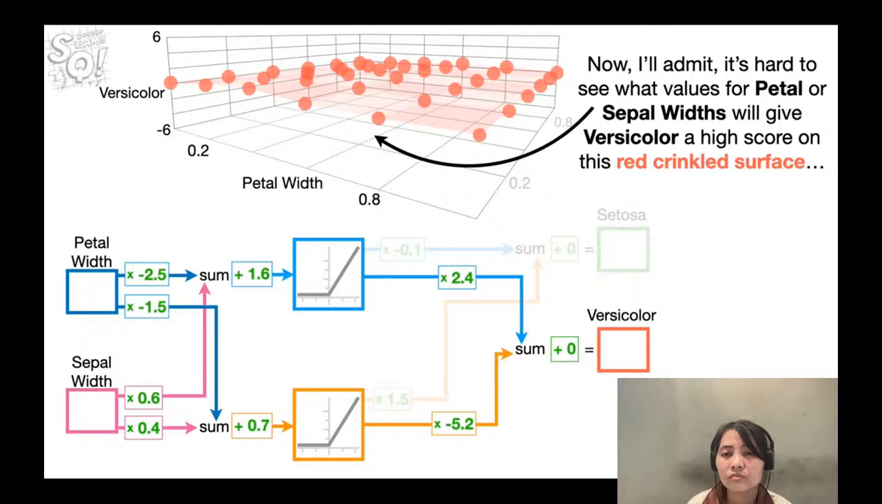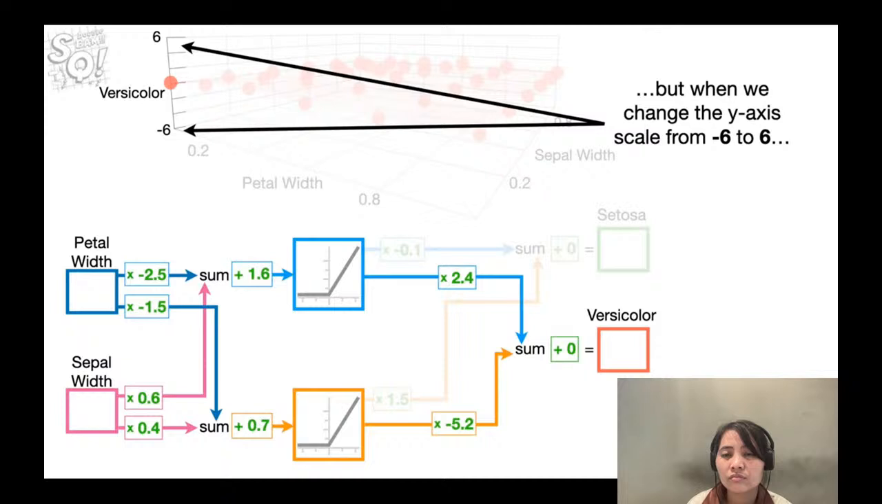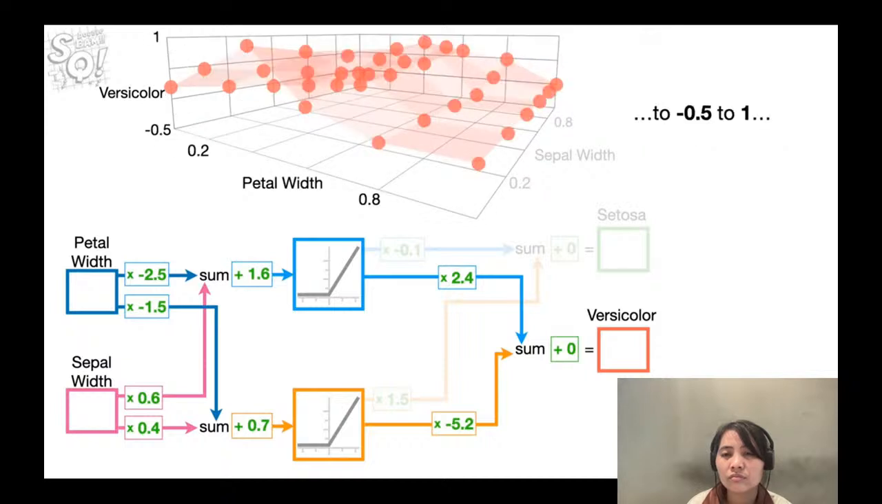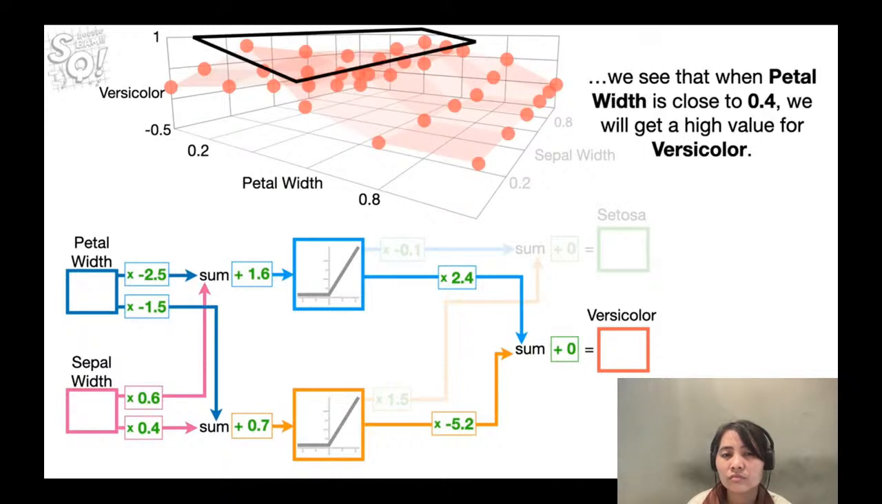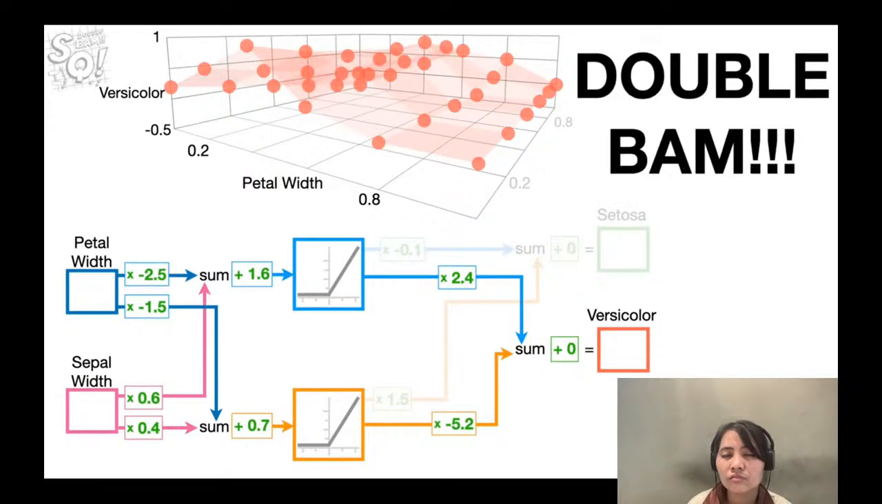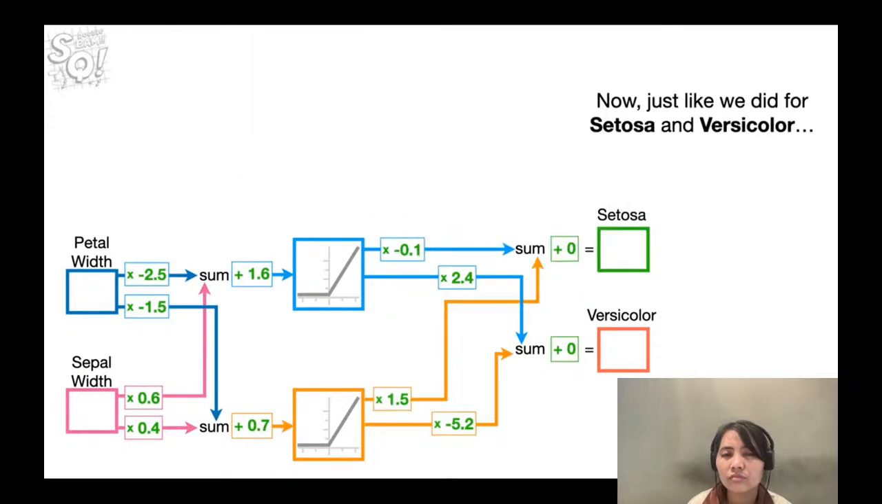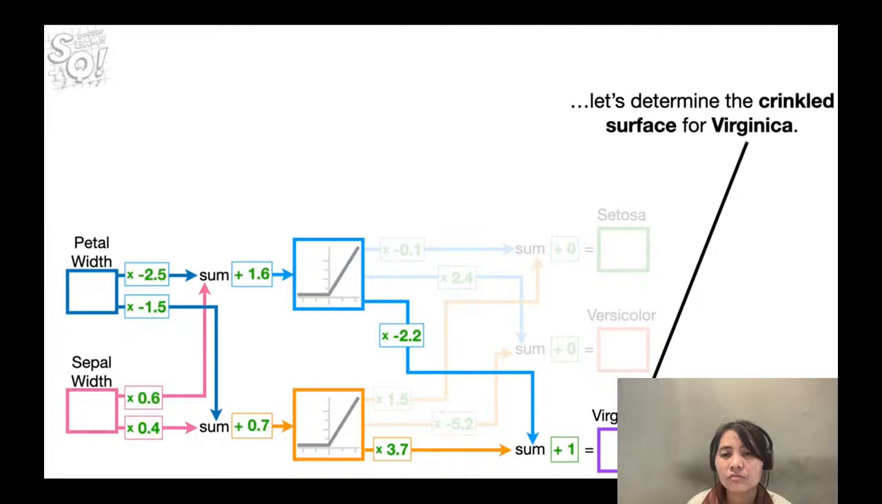Now, I'll admit, it's hard to see what values for petal or sepal widths will give versicolor a high score on this red crinkled surface. But when we change the y-axis scale from negative 6 to 6 to negative 0.5 to 1, we see that when petal width is close to 0.4, we will get a high value for versicolor. Double bam! Now, just like we did for setosa and versicolor, let's determine the crinkled surface for virginica.